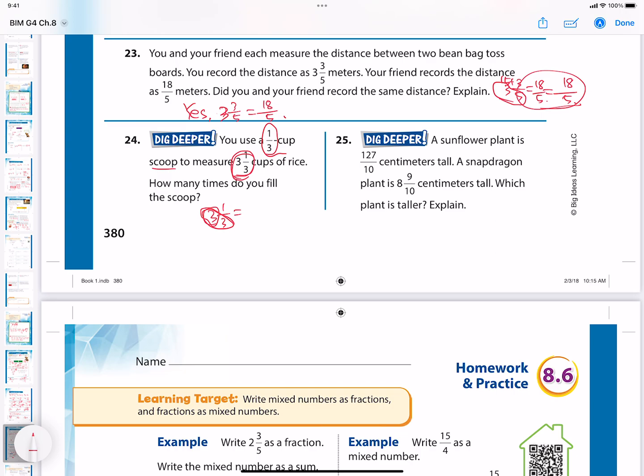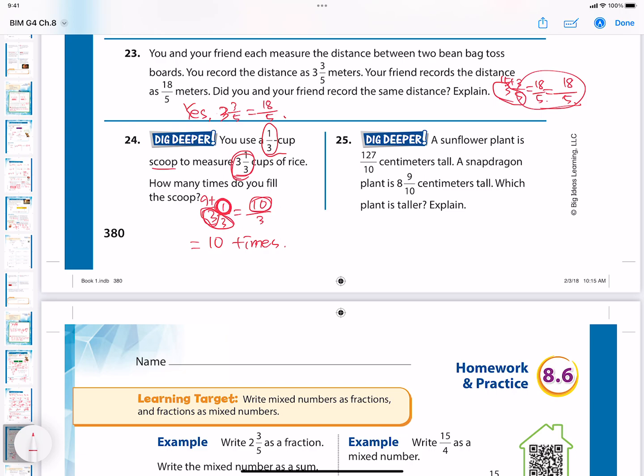We have 3 and 1/3, but we don't know how this 3 represents the whole number. That means we need to use fractions. So we are going to convert that mixed number into a fraction, so we know how many scoops we need to put in. All right, now 3 times 3 is what? 9. 9 plus 1 is what? 10/3. That means we need to scoop 10 times.